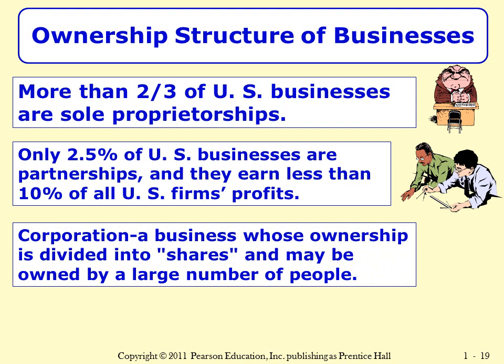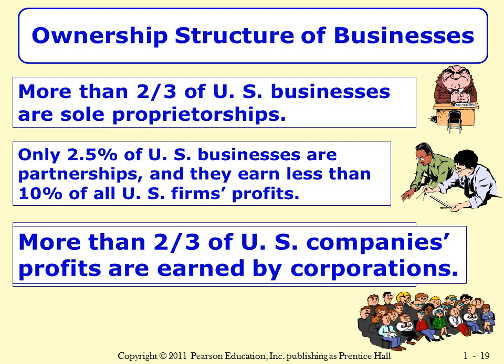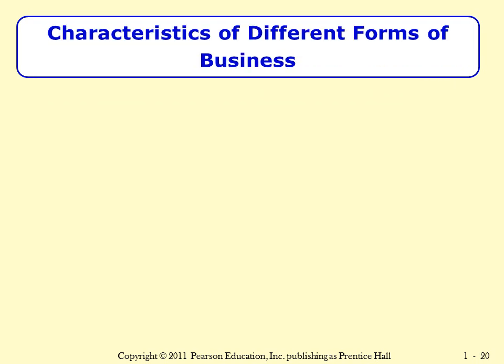A corporation is a business whose ownership is divided into shares and may be owned by a large number of people. Or it may not be. You can actually have a corporation owned by one person. But what's significant about a corporation versus the first two types we discussed is a corporation is a separate legal entity from its owners. More than two-thirds of U.S. companies' profits are earned by corporations, because corporations have the potential to grow bigger and therefore have greater earnings than one person working by themselves.